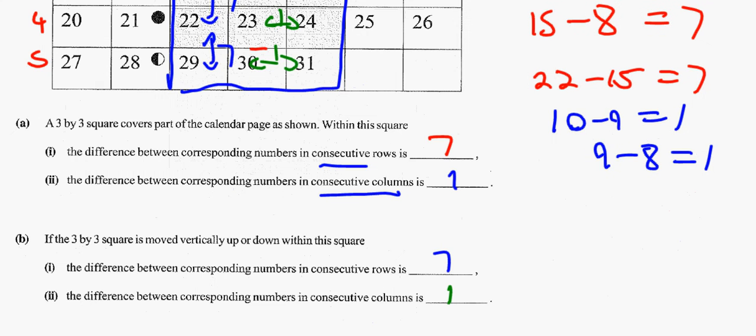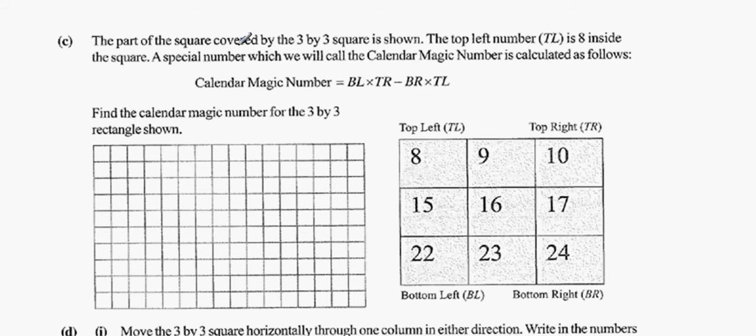Okay, next question. The part of the square covered by a 3 by 3 square is shown. The top left number is 8. It's inside the square. A special number we will call the calendar magic number is calculated as follows. Calendar magic number is the bottom left, BL, multiplied by top right, minus bottom right, minus top left. So find the calendar magic number for this one shown.